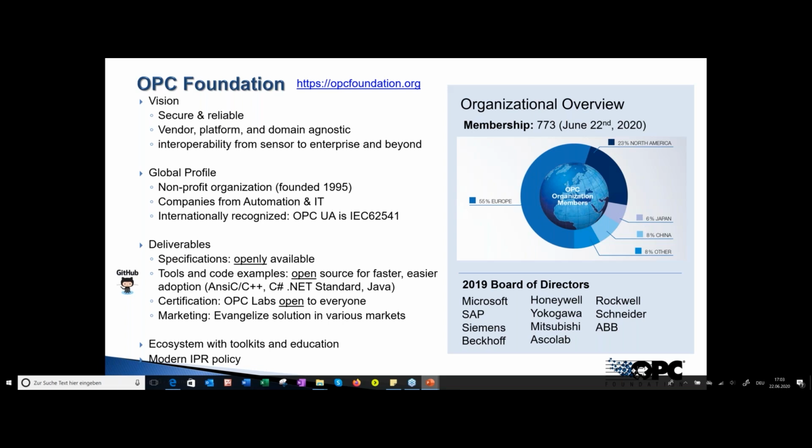Status of today, on the right side, you see that we have more than 770 companies and members. Half of them are located in Europe, and the other part is split into Asia and North America. You see the companies who are on the board of directors. It's the who's who of industrial automation, and we are very proud to also have two IT companies here with Microsoft and SAP, market leaders in their segments.